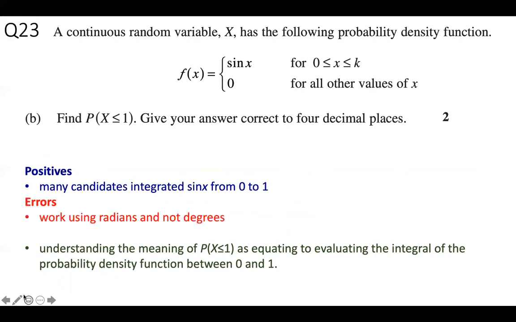Again, students often worked in degrees when they should have been working in radians. I think I've got that around the wrong way, but students should have been working in radians and not degrees. And for our learning outcomes, it was a case of students understanding how probability density functions work. And when you're dealing with the entire integral, knowing that it's going to equate to an answer of 1. And for this one, going from 0 to 1, we end up with a different type of meaning.